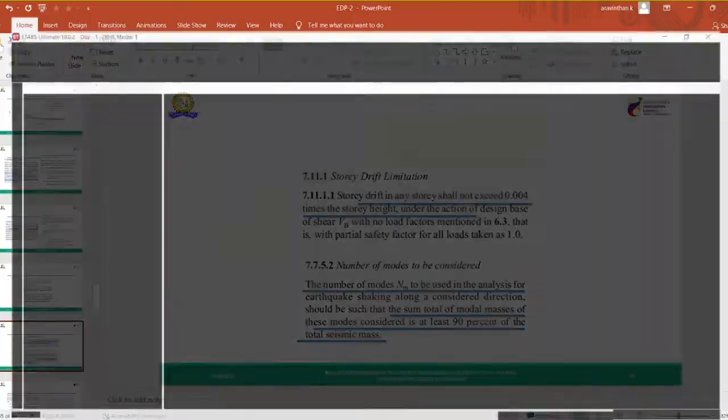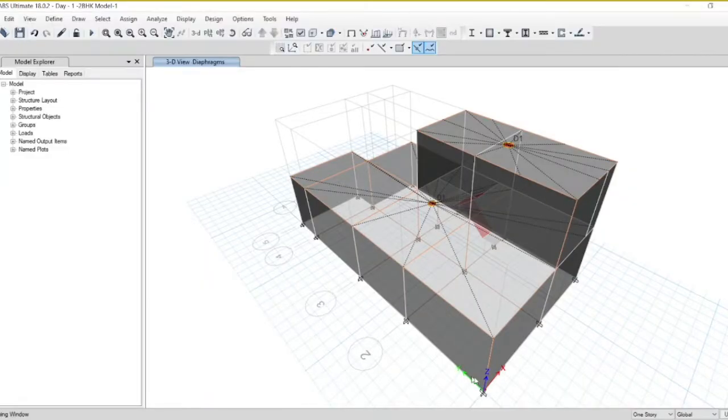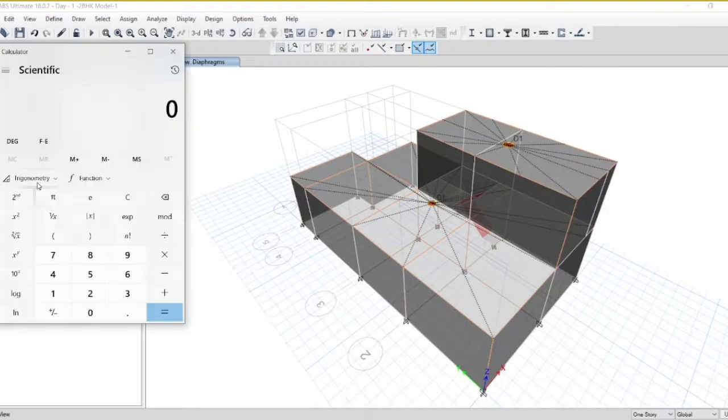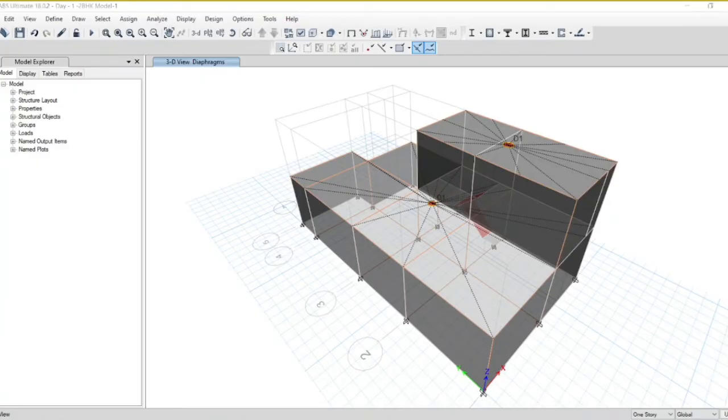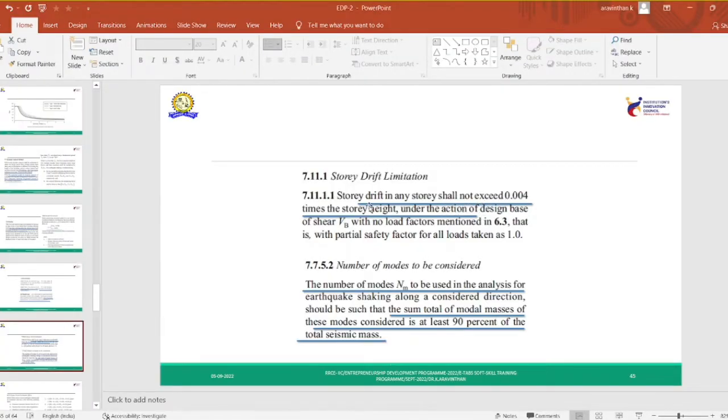If you have a 3 meter height for a single story and the next level is 3 meters, so totally 6 meters is your height. So you can calculate it: 6 into 0.004. If you multiply that, you will get 0.024, which will be your maximum drift limit. So the first story or the second story should not drift beyond this.